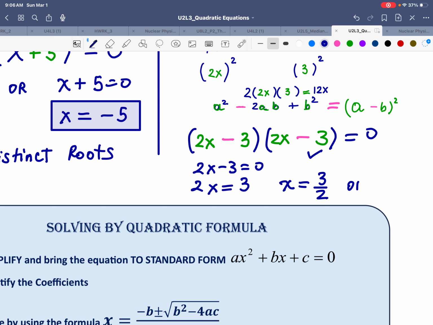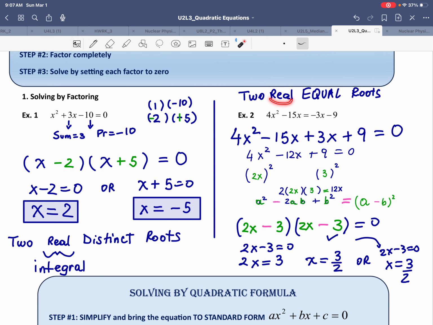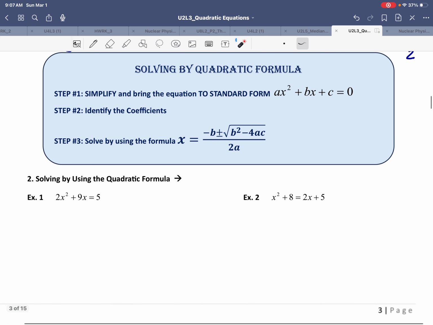So we're going to say that 2x minus 3 is 0, so x is 3 over 2. So in this case, the equation has two real roots, and see that the roots are the same, so we're going to say equal roots. In our case, the roots are rational, so you can be more specific if you wish to say two rational equal roots.